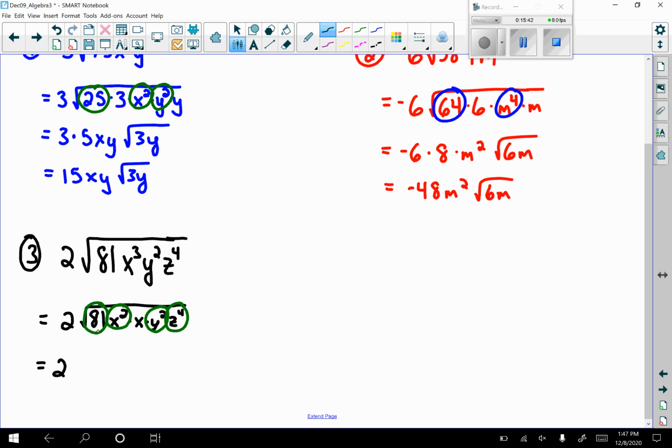What else comes out to join it? Square root of 81 is 9. Square root of x squared is x. Square root of y squared is y. Square root of z to the 4th is z squared. What's the only thing left underneath? The lonely x here. So just multiplying the 2 times 9, we get 18x, y, z squared, and then the square root of x.